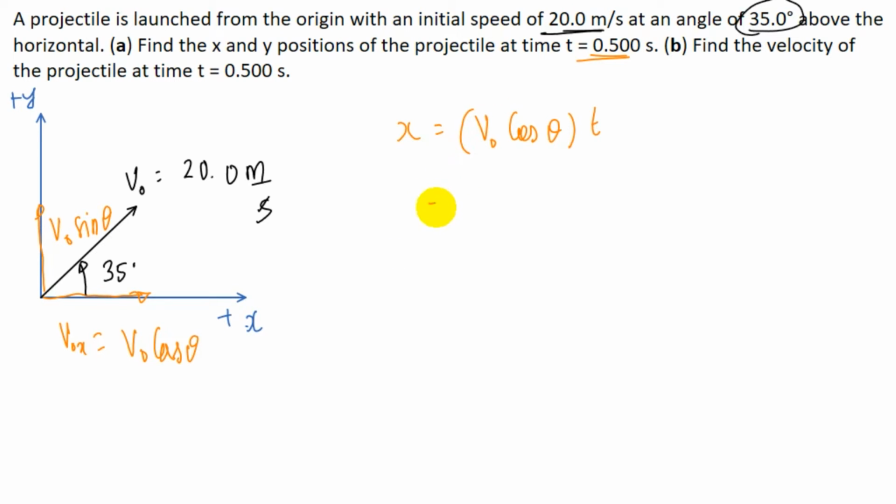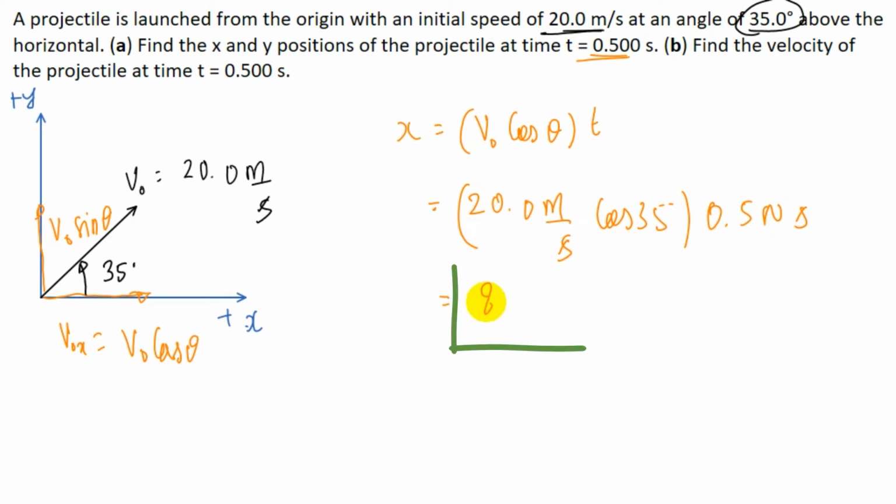Now we're going to put the values. So v naught we have 20.0 meter per second times cosine theta, where theta is 35 degrees, multiplied with time, which we take to be 0.500 seconds, and on further solving we'll get this value to be 8.19 meter. So this will be the position of the projectile at this time. Now next we have to find the y coordinate.